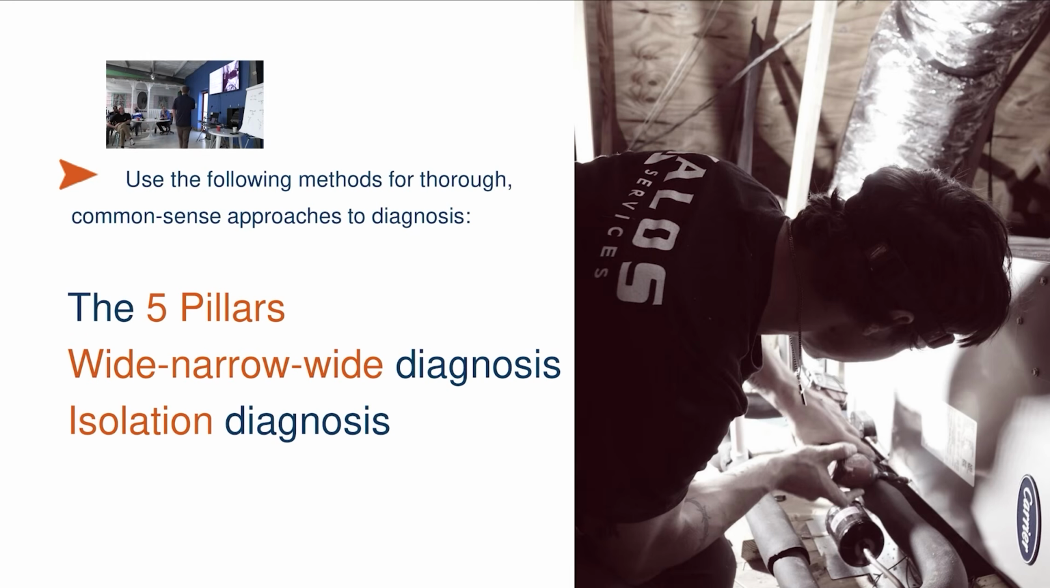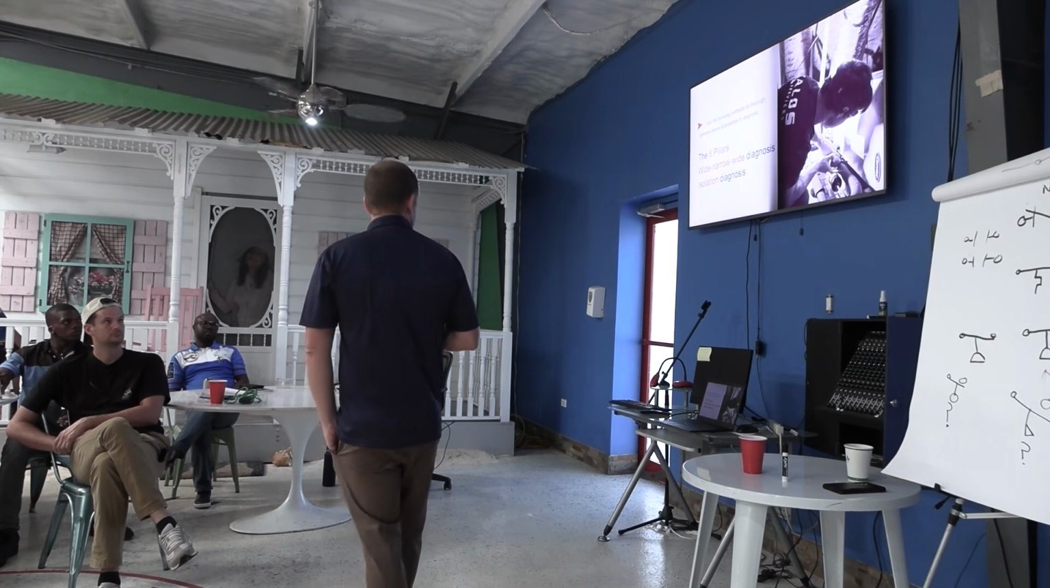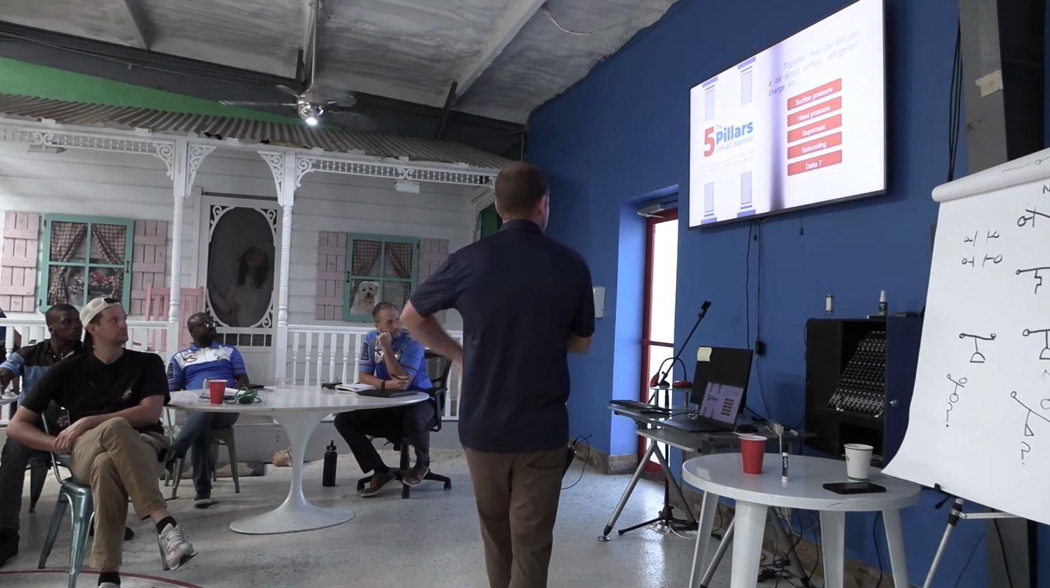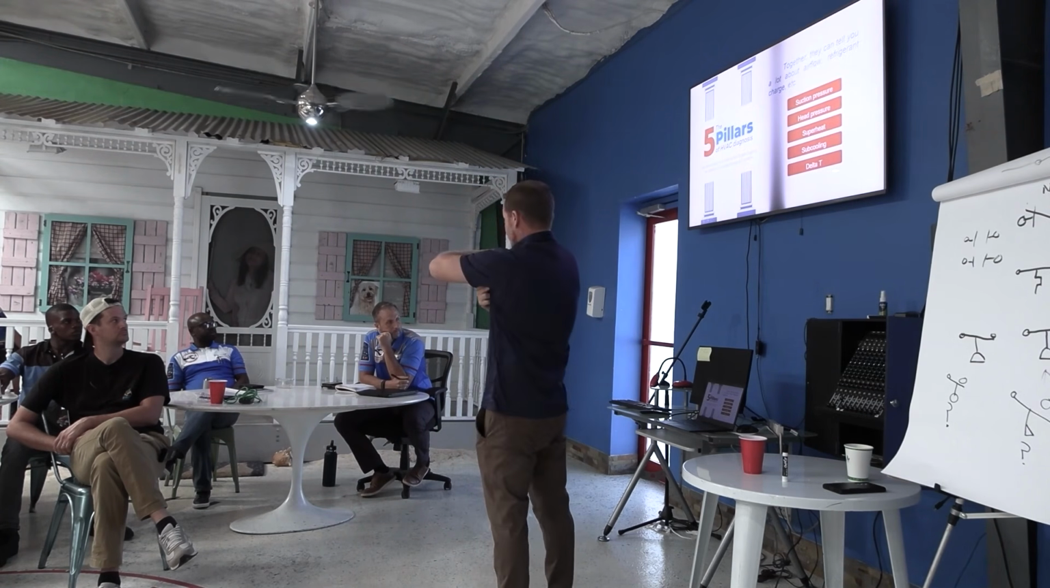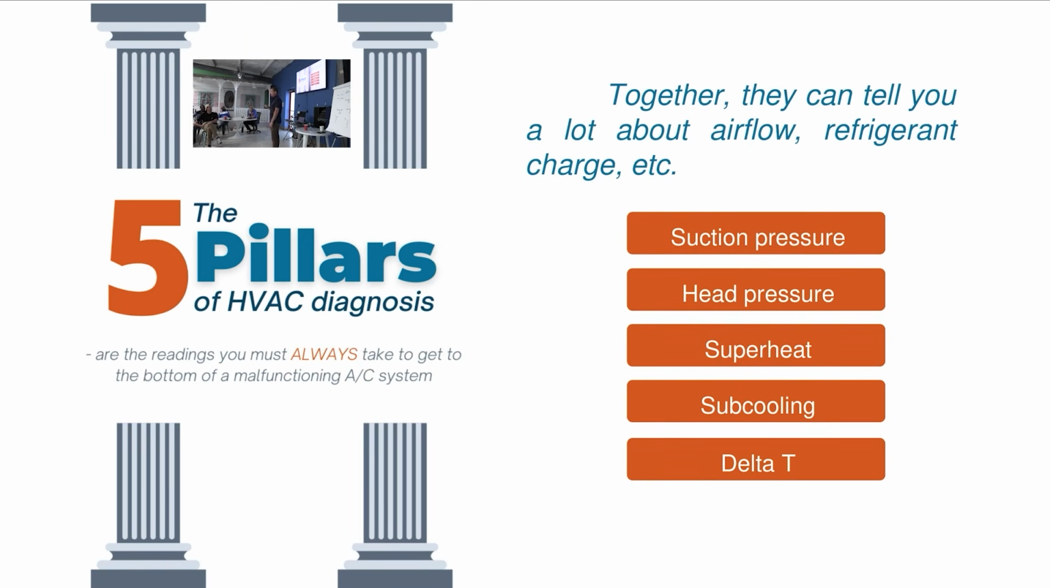All right. So we're going to talk about the 5 pillars. We're going to talk about wide, narrow, wide diagnosis, and we're going to talk about isolation diagnosis. Those are the 3 things that I cover a lot that will hopefully make you a better diagnostician, a better troubleshooter.